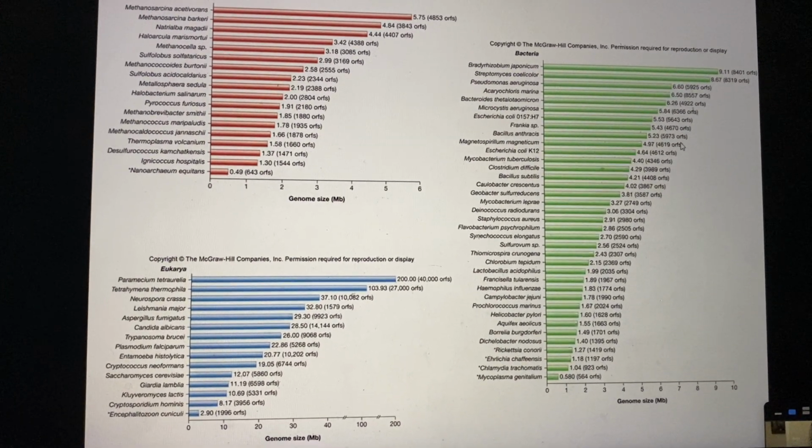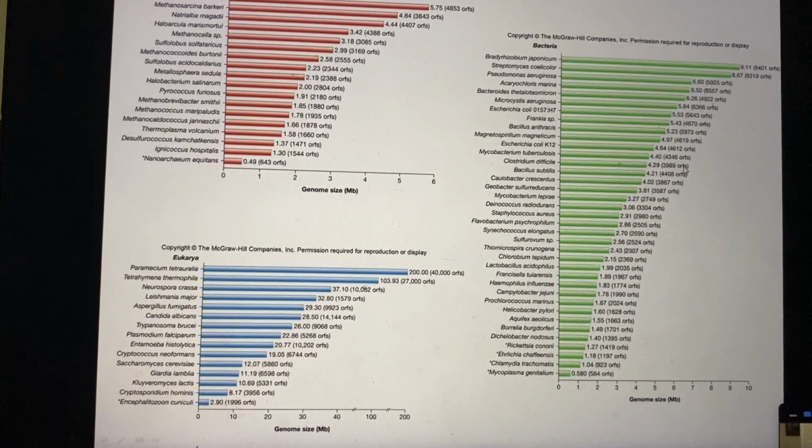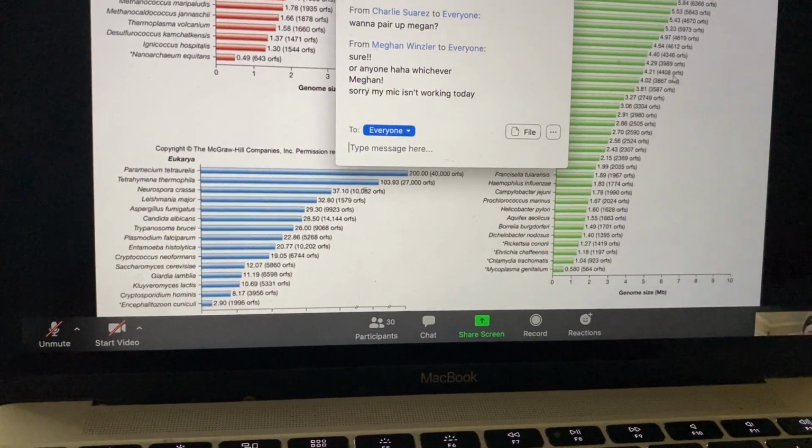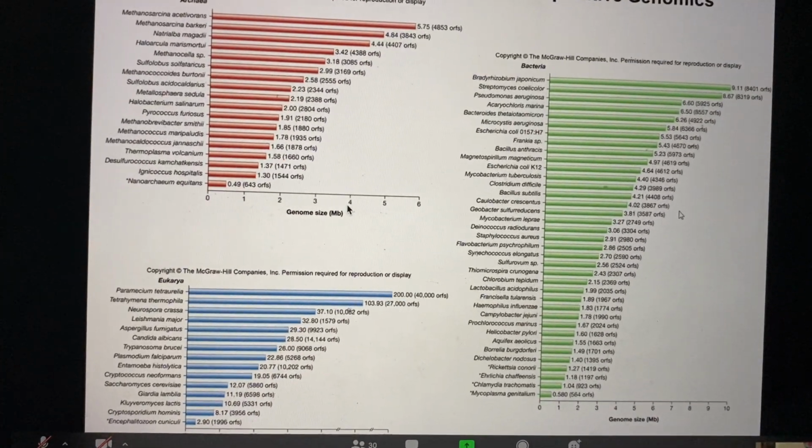And what does ORF stand for? Is anybody familiar with ORF? Open reading frame. Open reading frames. And what do open reading frames signify?